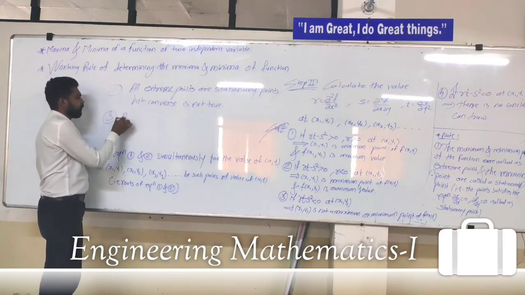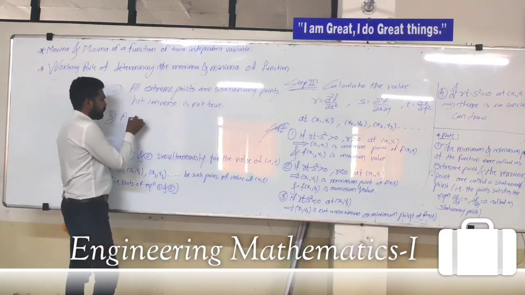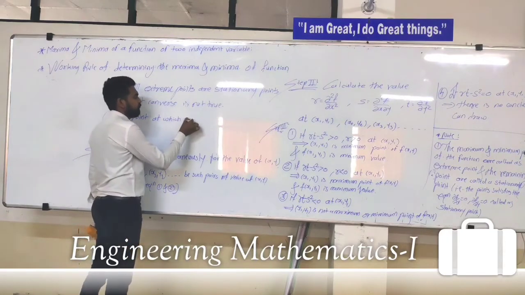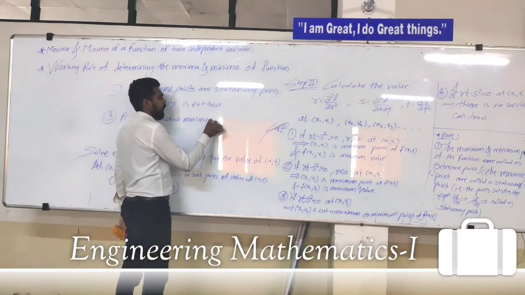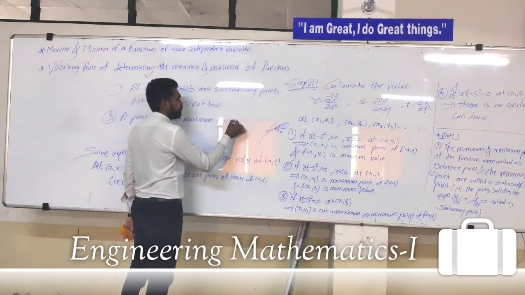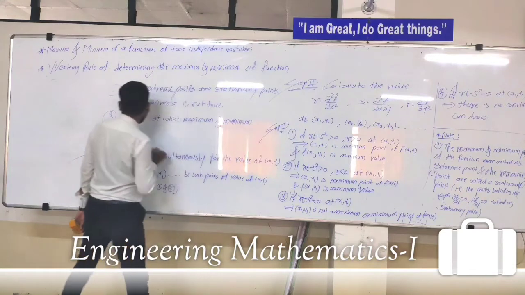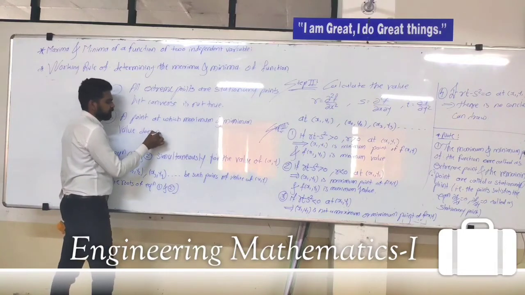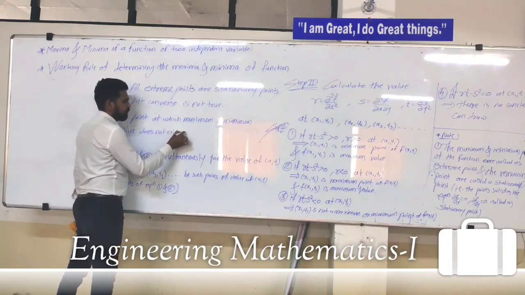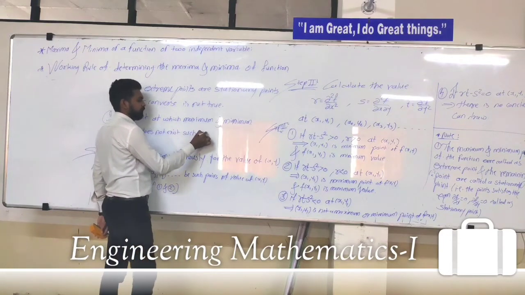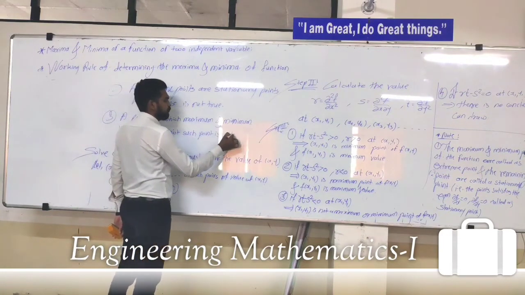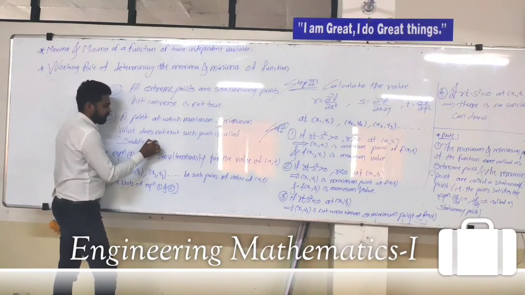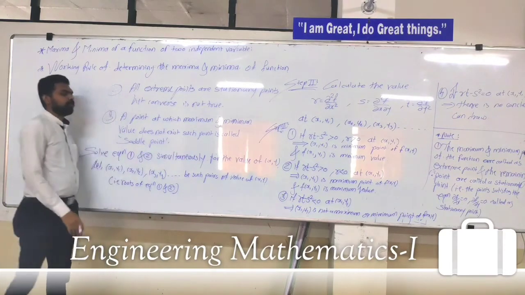Third one. A point at which maximum and minimum value does not exist, such a point is called a saddle point. Such a point is called as a saddle point.